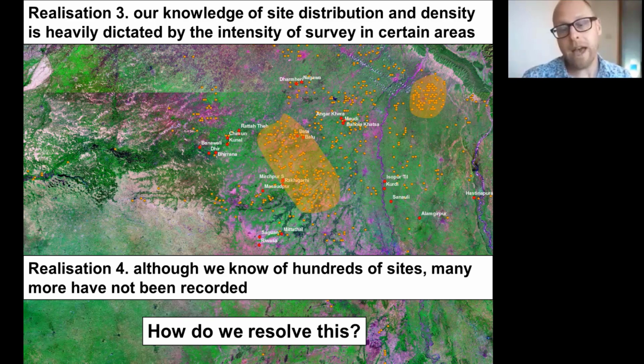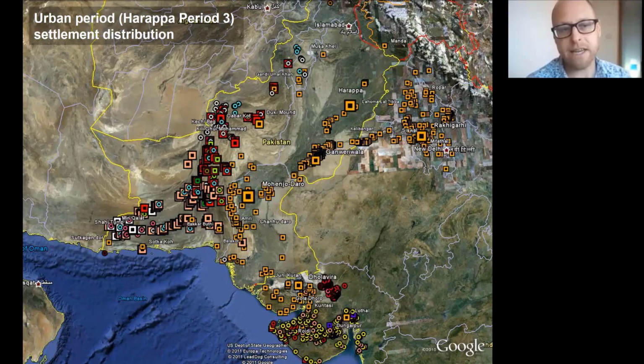So what we have as a published data set doesn't necessarily match what might be there on the ground. And what's very clear is that there's almost always more archaeological sites than have actually been recorded. So we set out to try and resolve some of these issues by a long-term series of surveys to really try and understand landscape change.